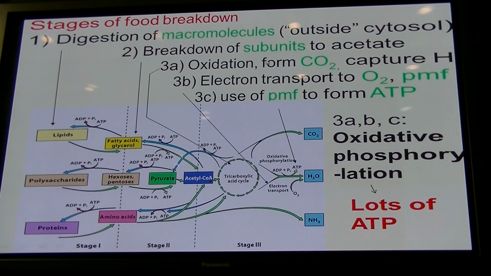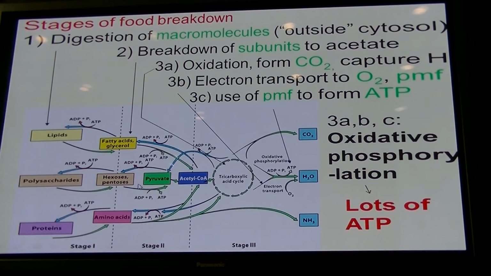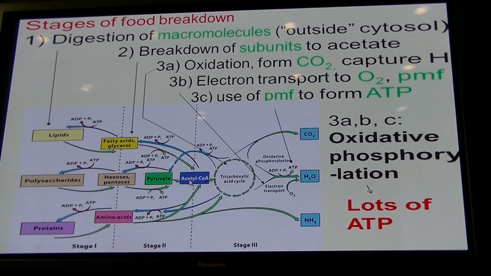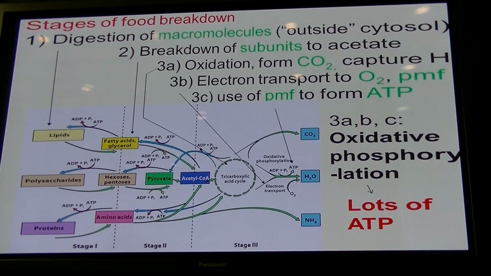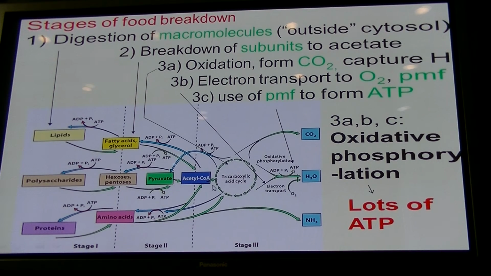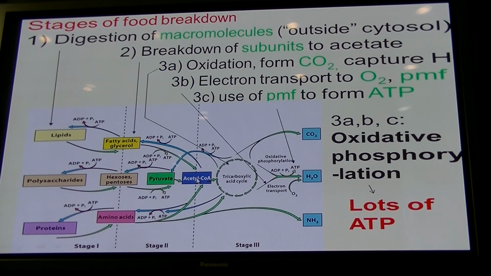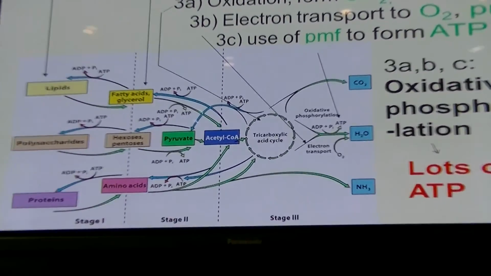Okay, then the second stage is the breakdown of those subunits. It depends on which subunits we're dealing with. In this class, we're mainly going to look at the carbohydrates, especially at glucose, which is broken down in stages, ultimately forming acetate. Then acetate is bound to a coenzyme called coenzyme A. Acetate is the smallest fatty acid you can think of. Very central molecule in metabolism, acetate. So stage 2, breakdown of subunits to acetate.